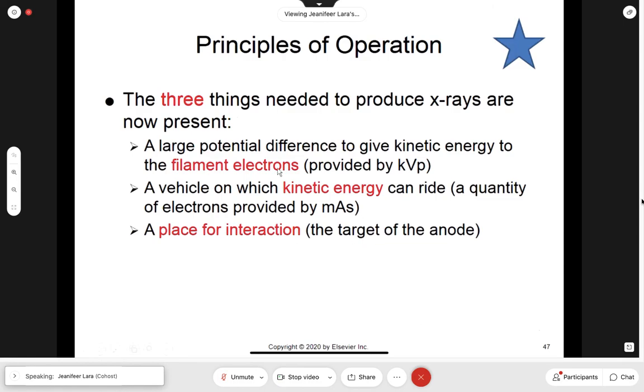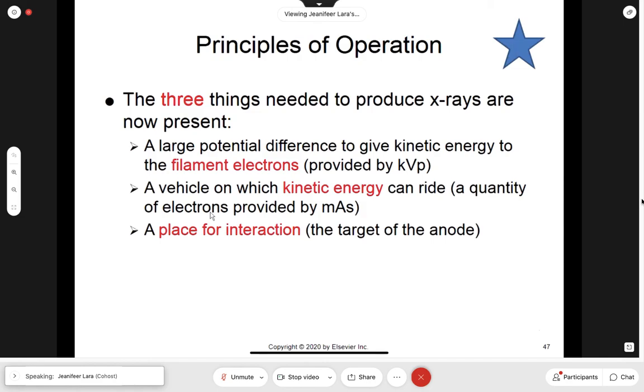So here we have these electrons from the filament sitting in a space cloud. We now need to attract these electrons over. Once we apply attraction, the electrons will convert the energy from what was once thermal into kinetic. They are now moving. And now we need a place for interaction.